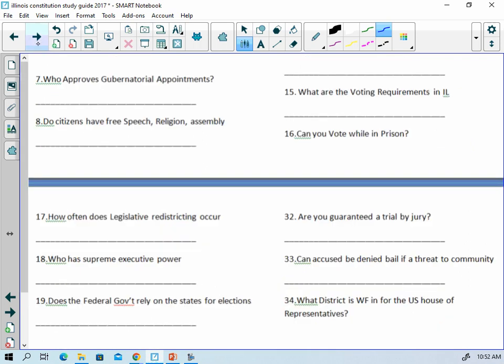Who approves gubernatorial appointments? This was the most missed question on your Article 4. Thank you, Senate. Do citizens have freedom of speech, to assemble, and of religion in Illinois? Yes.